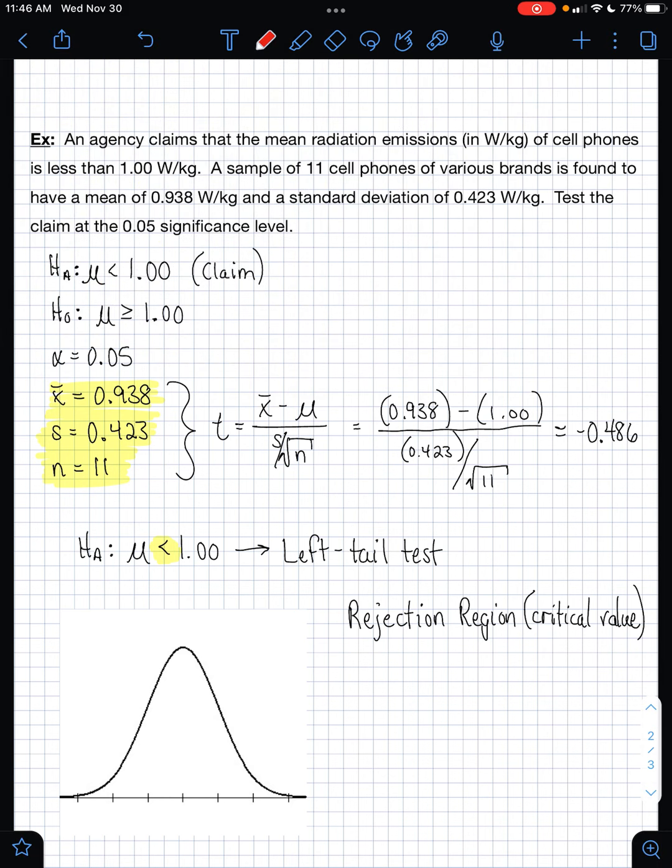So the idea is that there is a value out here that has an area to the left of 0.05. Remember, this is a left tail test. So we want all of that 0.05 area in the left tail. The question is then, what is this value? That is our t sub alpha.